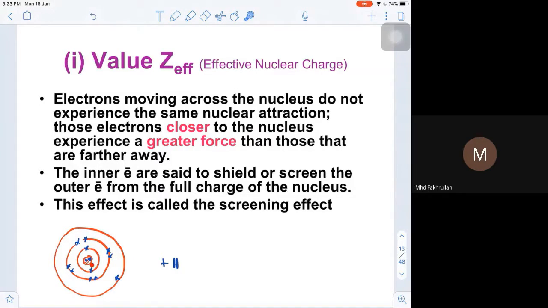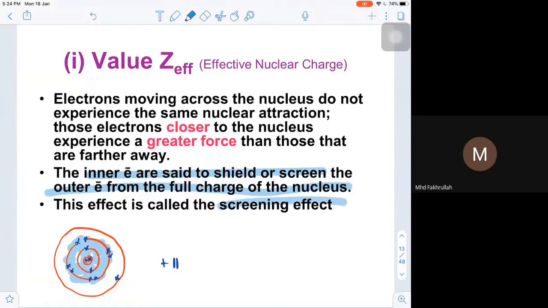This is because the inner shell or the inner electrons are said to shield or screen the outer electron from the full charge of the nucleus. The inner electrons are the ones that make the outer electron not experience the same force towards the nucleus. They are giving a shielding effect, or screening effect, to the valence electron.